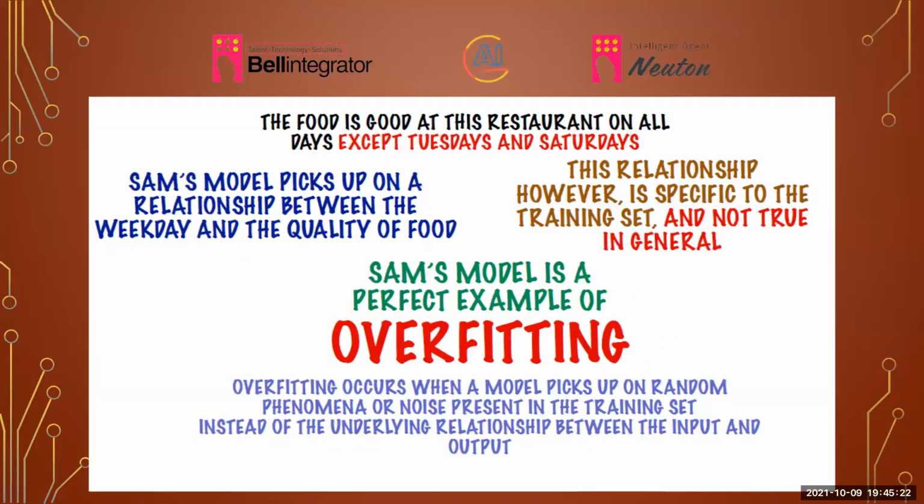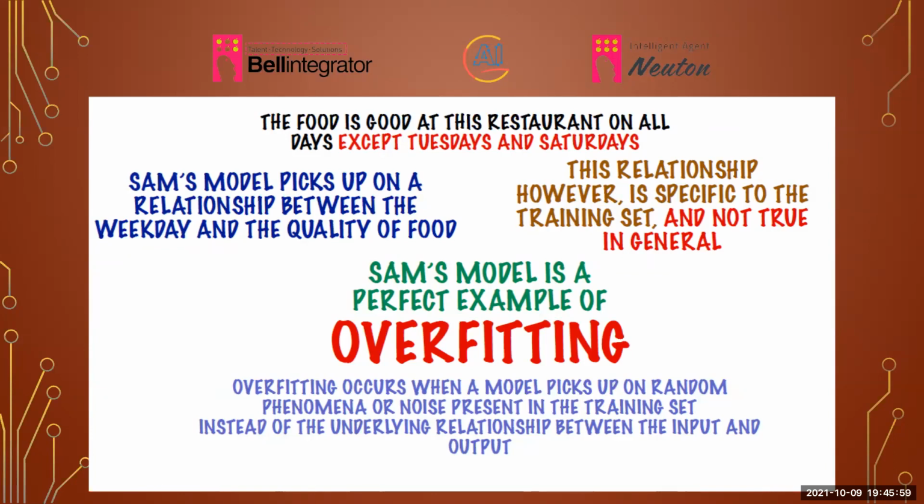So that is overfitting. The food at the restaurant was good except for Saturdays and Tuesdays in training, but Sam's model picked up the relationship between the weekday and the quality of the food, right? And this relationship was only specific to that data set, because when the new data came in, you saw the food was bad on Sundays and one other day, like one Wednesday, right? So as Shubham pointed out, overfitting. Sam's model was a perfect example of overfitting.